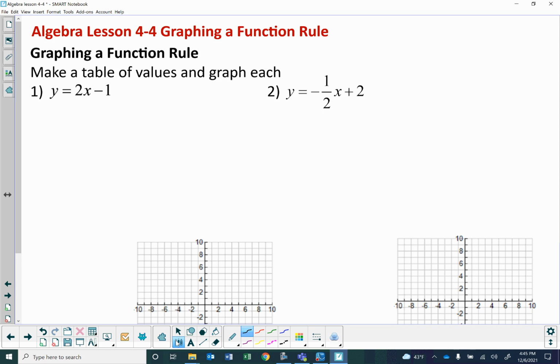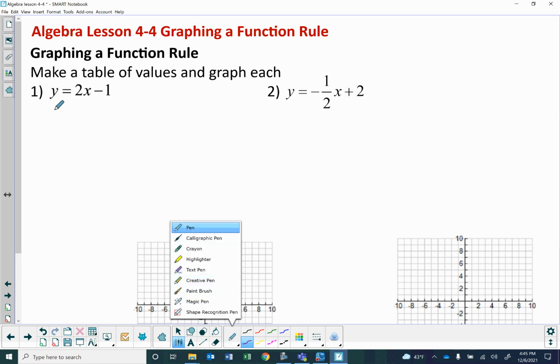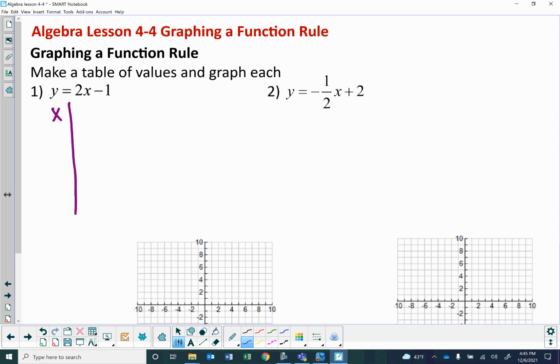If there are no fractions in your equation at all, like in problem number 1 here, I have y equals 2x minus 1. There are no fractions in my problem. So when I'm going to make my table, I have an x and y table. Notice I leave some space in between my x and y. I do this for the main reason that I am going to need some space to show my work. You will need to do the same thing.